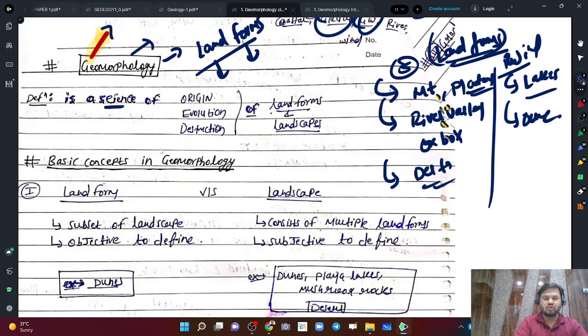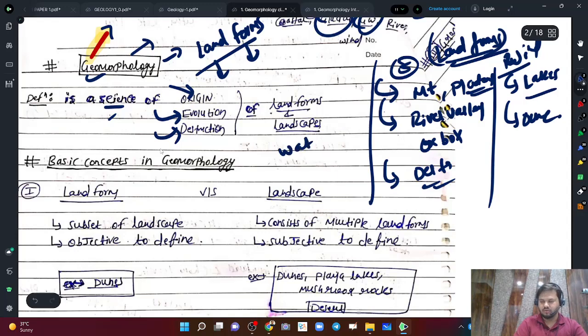So basically, geomorphology is the science of the study of landforms. We study the origin of landforms, the evolution of landforms, and the destruction of landforms. For example, one of the most common landforms which everybody has seen is the waterfall. So a waterfall is also an example of a landform. So we can understand that it is about the study of landforms.